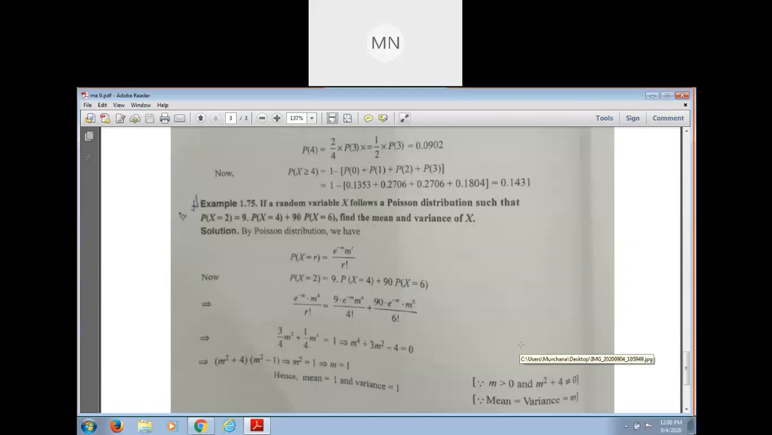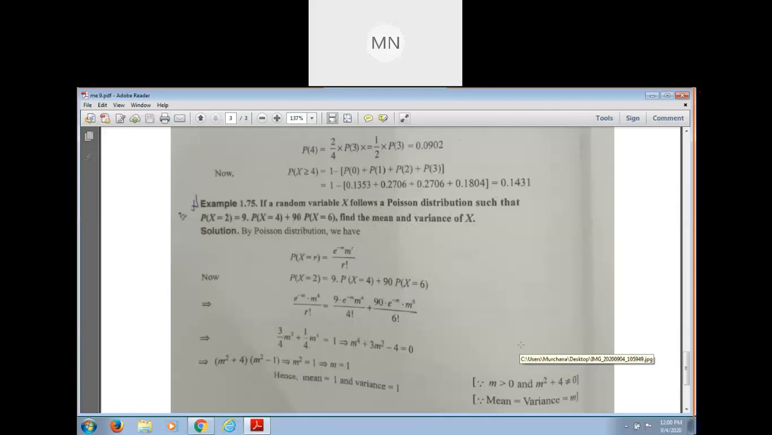And we know that the mean and variance of a Poisson distribution are the same, m. Remember, the mean and variance of a Poisson distribution are the same. But in the case of a binomial distribution, the mean is np, and the variance is npq. Here m is nothing but the product of n and p.